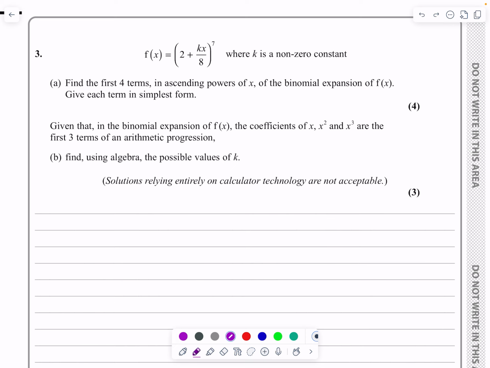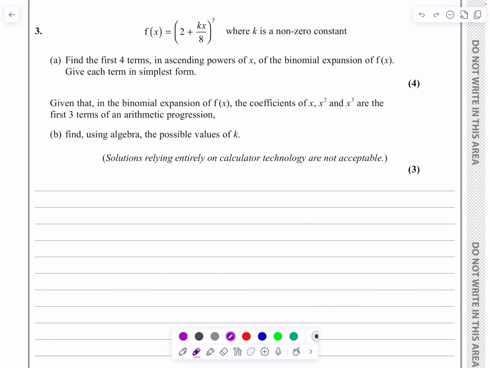Part A says, for this function here, can we find the first 4 terms in ascending powers of x of the binomial expansion and give each term in its simplest form? Yeah, we should absolutely be able to do that. Let's make a start. So A. f(x) is given by (2 + kx/8) all to the power of 7.